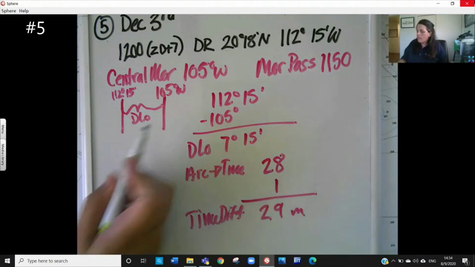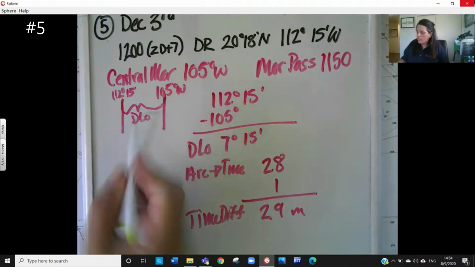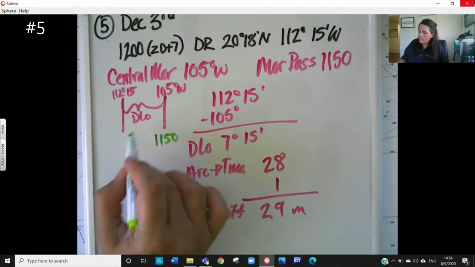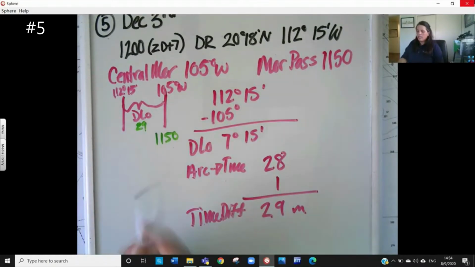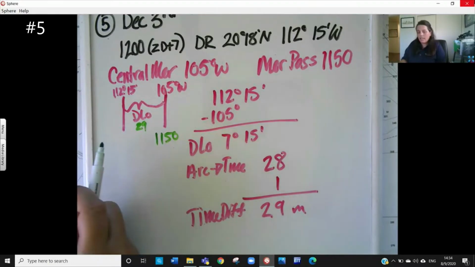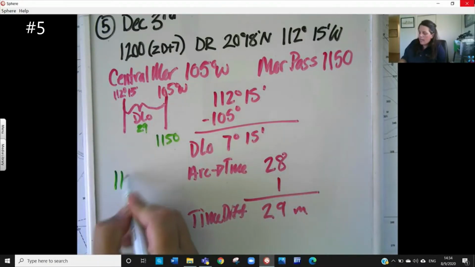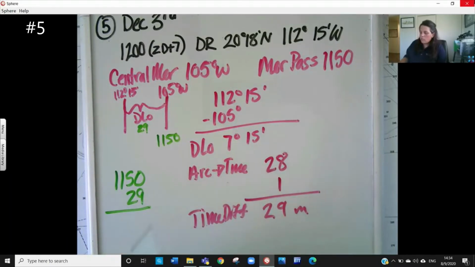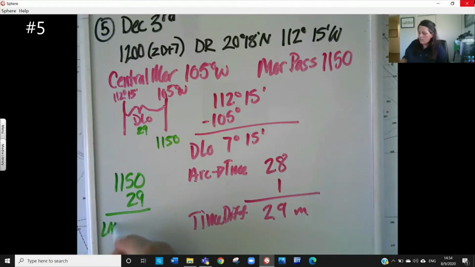Now, if the sun passes the central meridian at 11:50, and our time difference is going to be 29 minutes, the sun will pass us later. So we are going to add that 29. So we get a LAN of 12:19. And that's number 5.